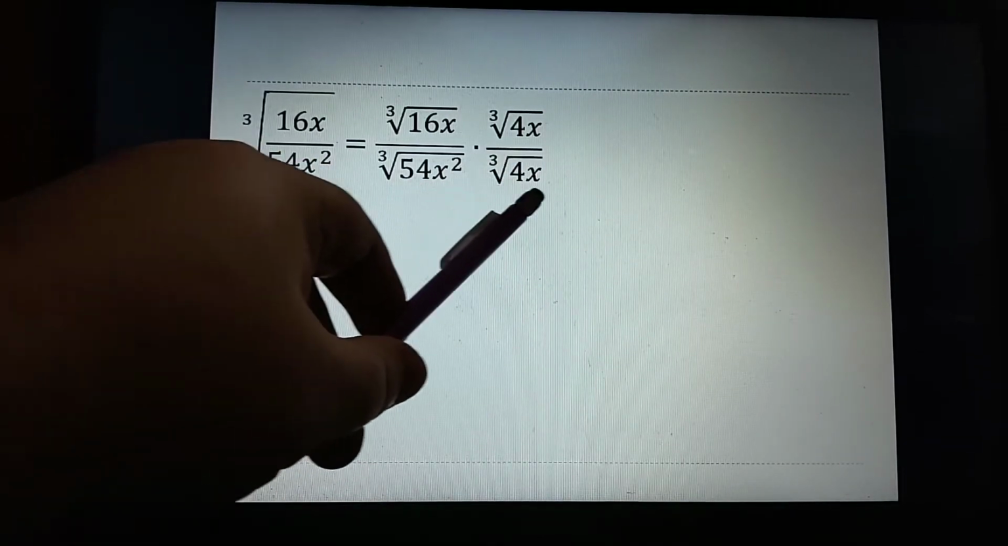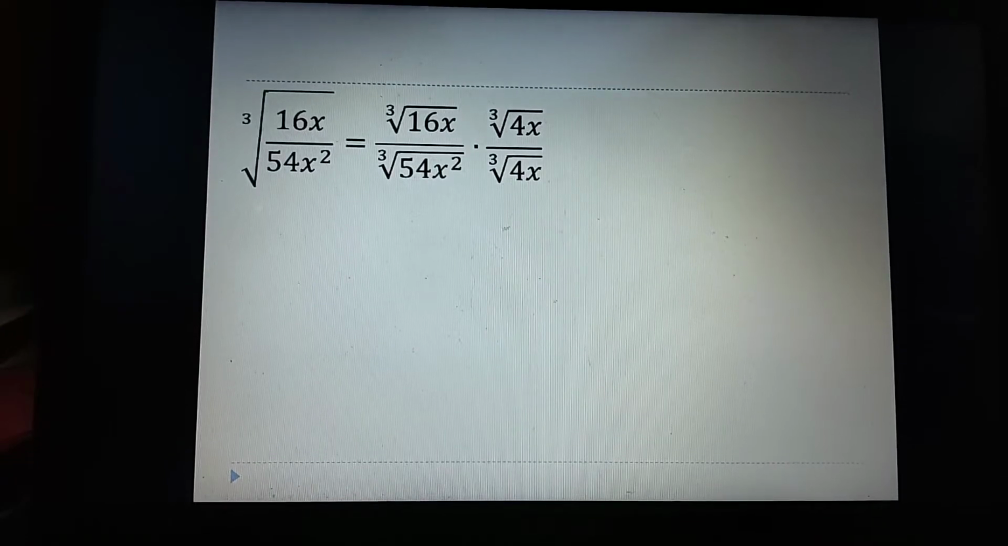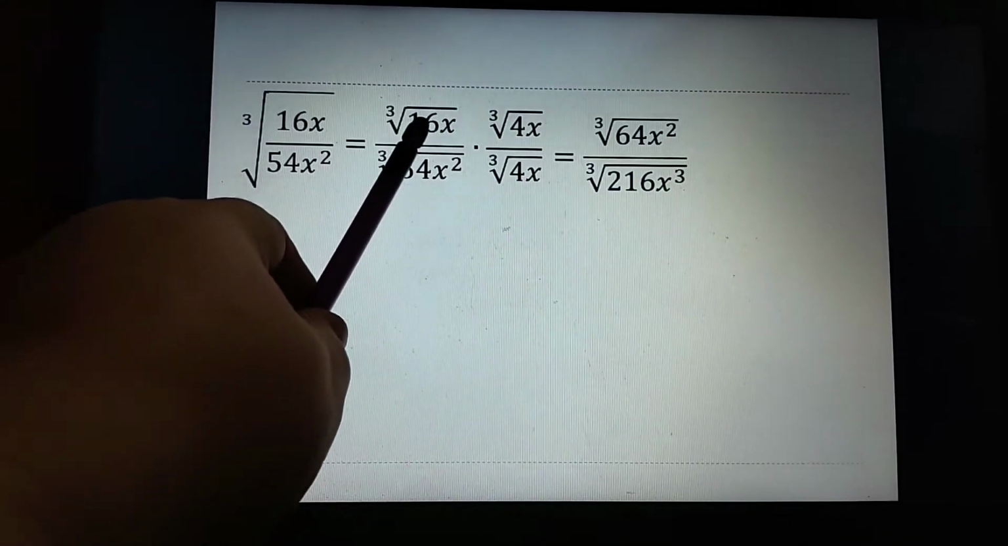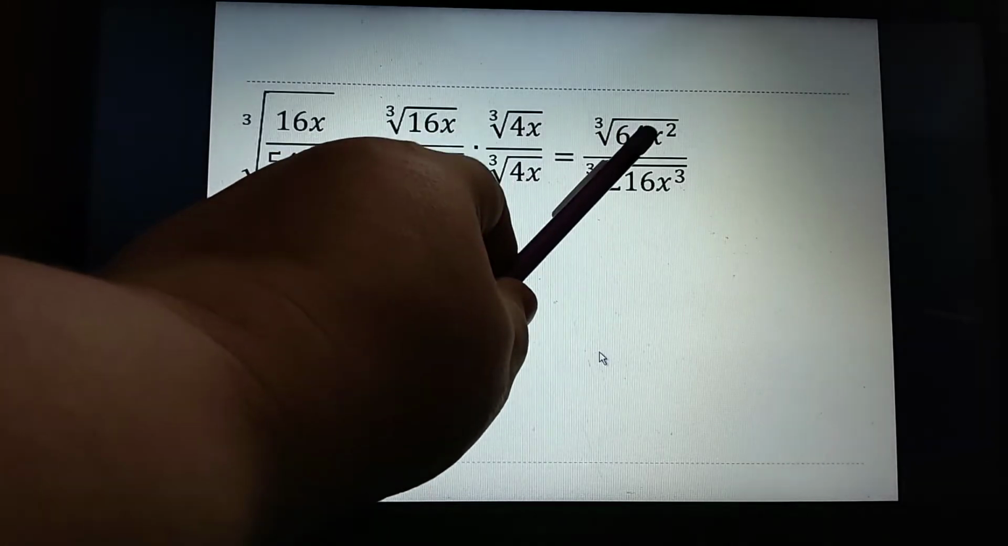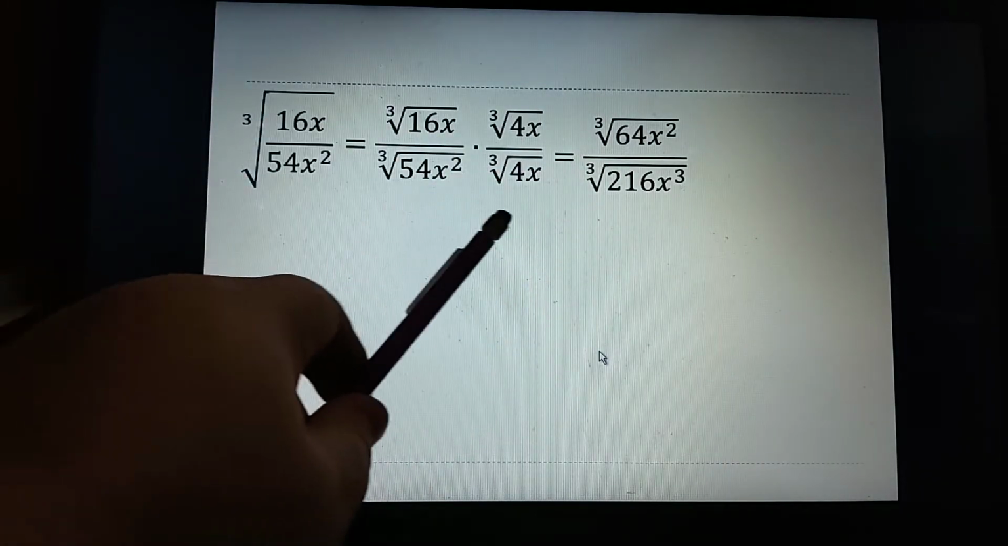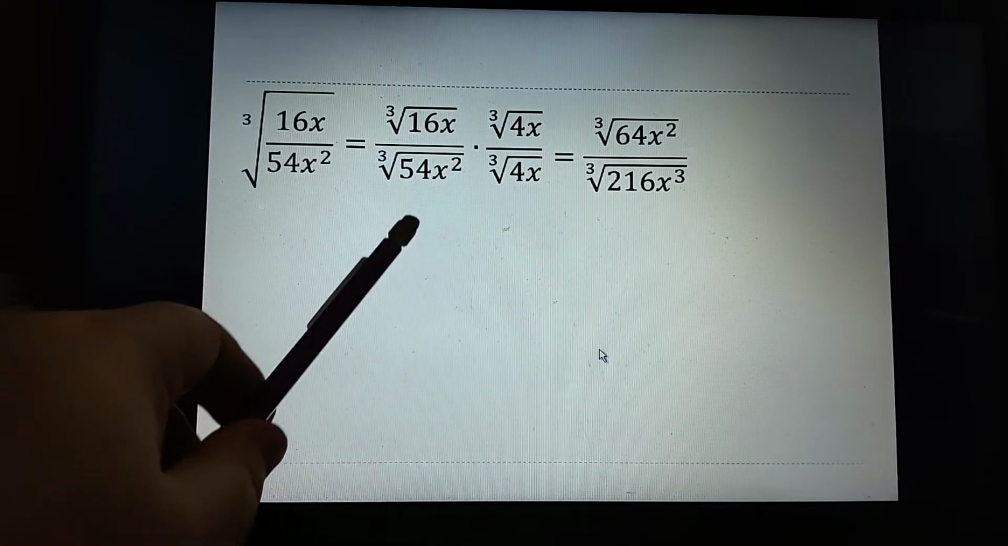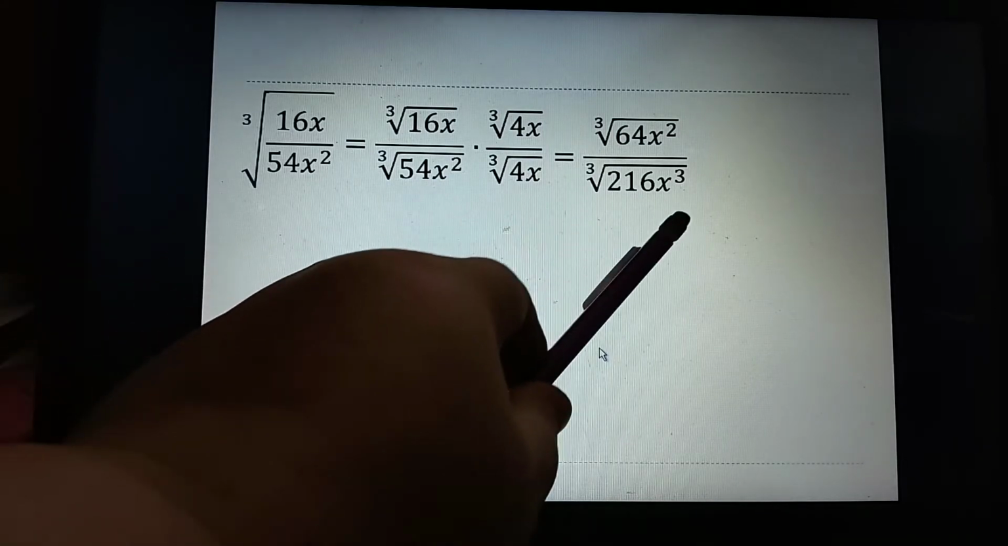And so what I've done on the bottom, I'm doing on the top. So I'm just going to multiply across. 16 times 4 is 64. X times x is x squared. 54 times 4 is 216. X squared times x is x cubed.